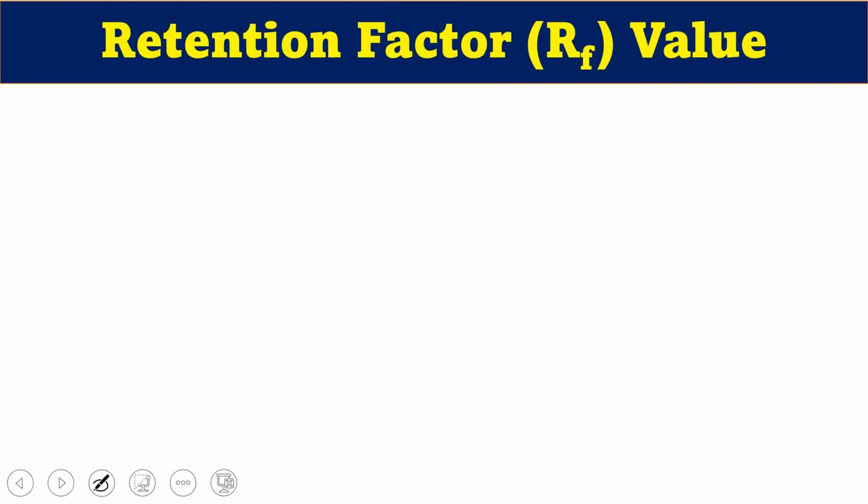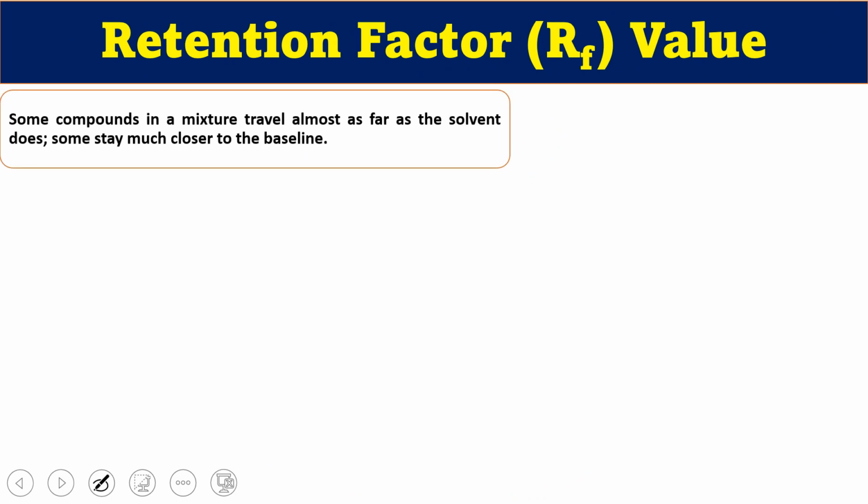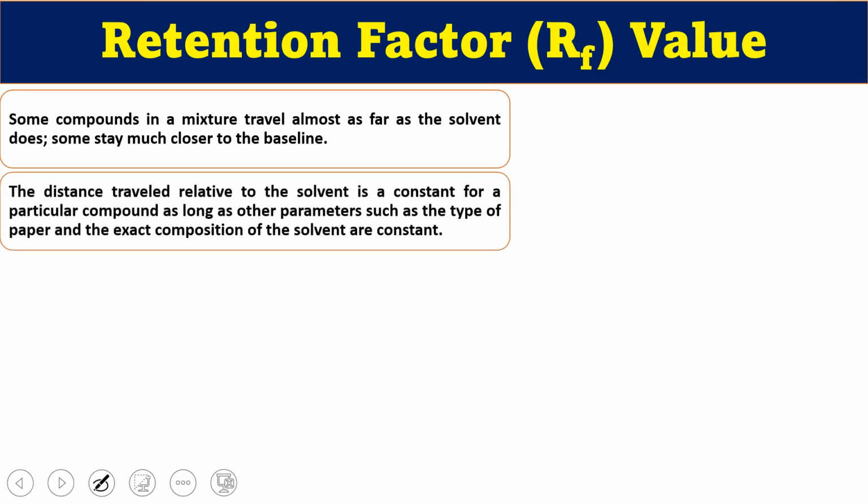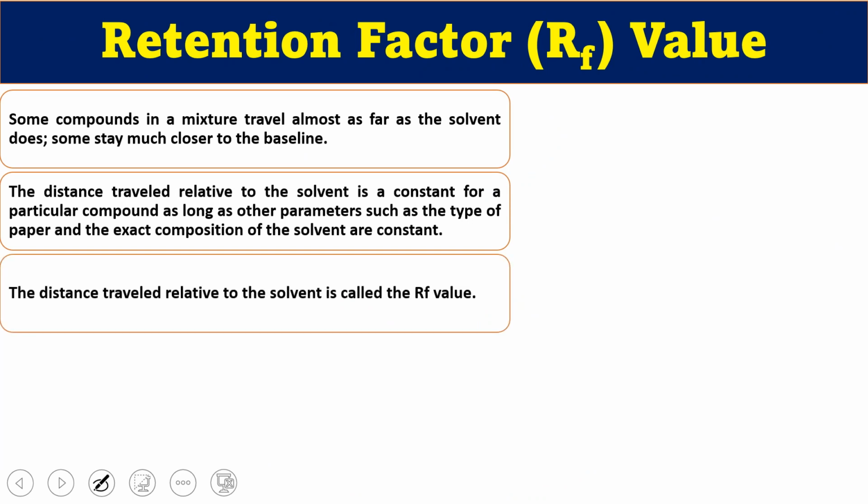Now what is the retention factor, or RF value? Some compounds in a mixture travel almost as far as the solvent does, and some stay very close to the baseline at the origin. So the distance traveled relative to the solvent is a constant for a particular compound as long as you keep the other parameters constant. The distance traveled relative to the solvent is called the RF value.